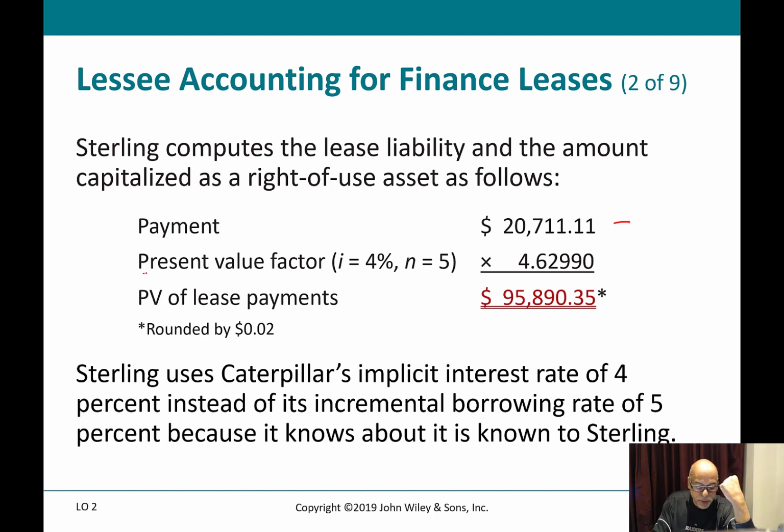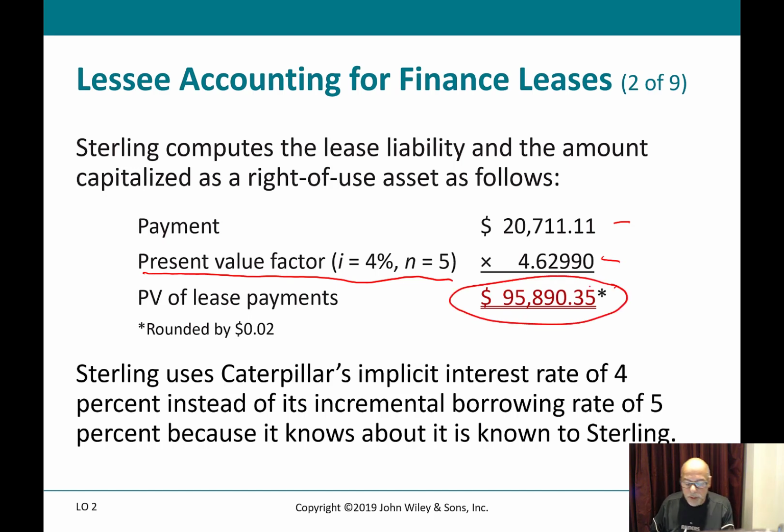Okay, so we pick up the present value factor, and it would be the present value of an annuity due because it's a beginning of the period payment. So we'd pick up that factor, and that would give us the present value of the lease payments. Now notice that's saying $95,890, and you're like, wait a minute, I thought the previous slide said the present value of the lease payments was $100,000.